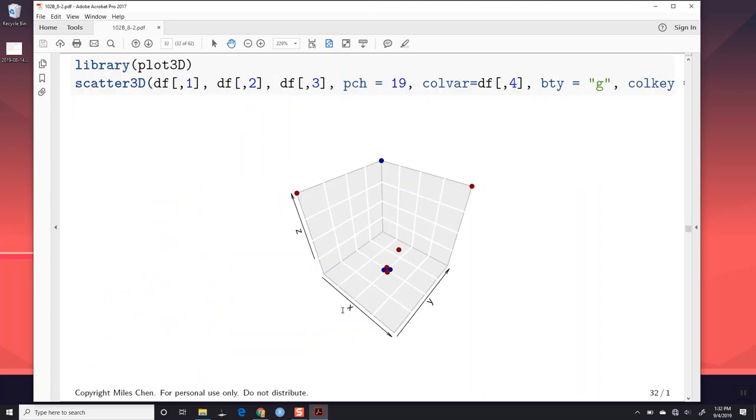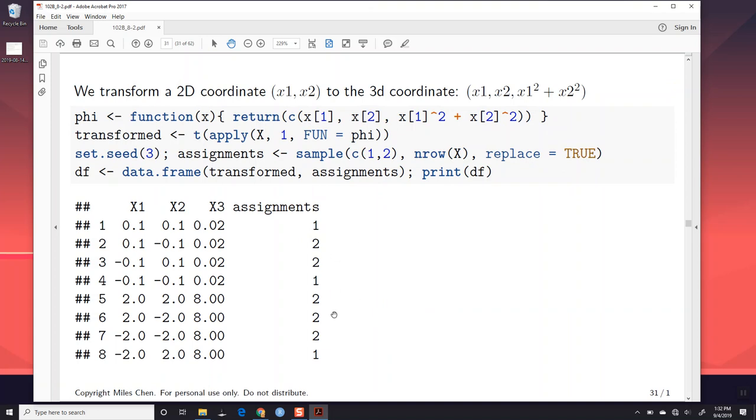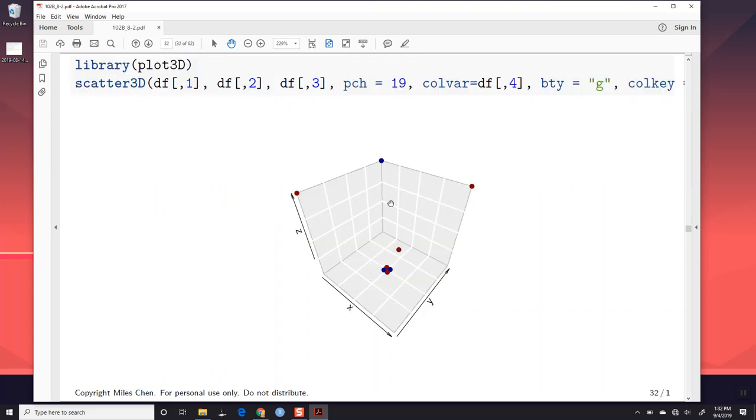If I color them with the initial random assignments, you'll see that 5 points get assigned to cluster 2 and 3 points get assigned to cluster 1. Okay? And in 3 dimensions, this is what it looks like. These three are assigned to the red cluster, and so are these two in the middle. And these two in the middle are in the blue cluster along with this point out here. Okay? And so I've done the transformation.